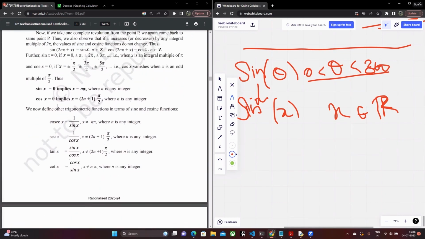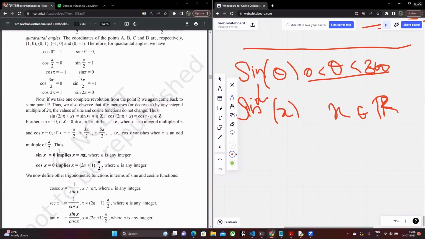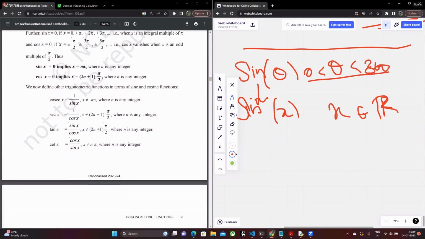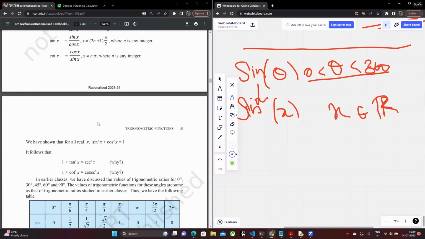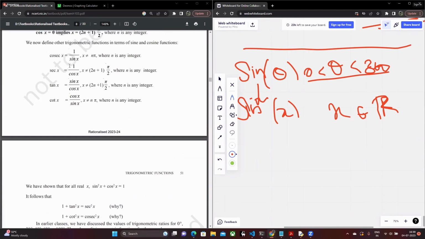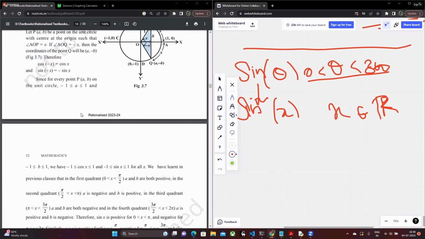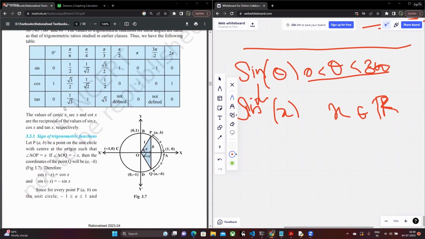So this is basically a solution of a trigonometric equation. Sin x equal to 0 implies that x is n pi, because sine of 2n pi plus x is sin x. And cos x equal to 0 implies that x is 2n plus 1 times pi by 2, which means that for cos x to be 0, x has to be an odd multiple of pi by 2. And the other ratios, of course, are cosecant, secant, tan, and cot. You have the handy table over here, but instead of 0, 30, 45, 60, you have 0, pi by 6, pi by 4, pi by 3, pi by 2, pi, 3 pi by 2, and 2 pi. But it's the exact same table.